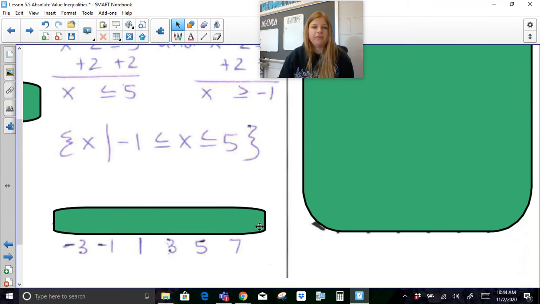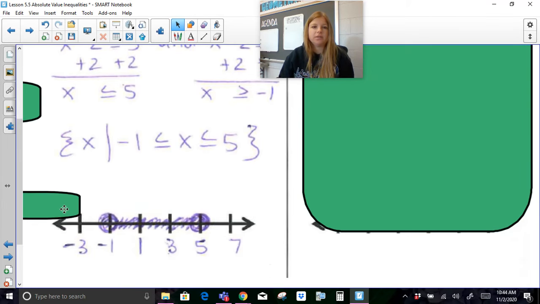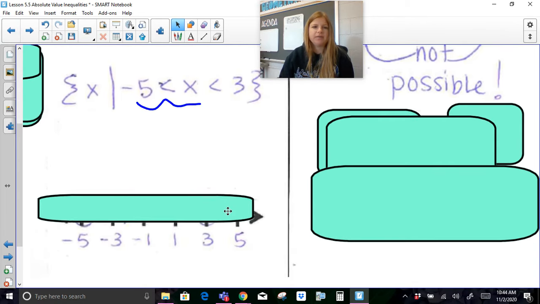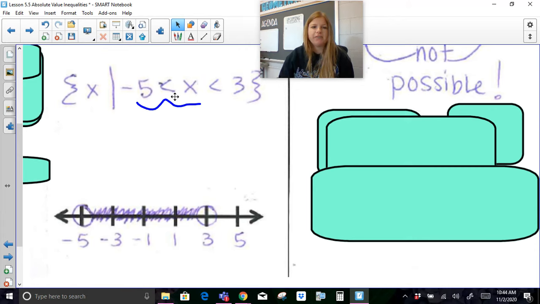And then my graph would be a closed circle at negative 1, a closed circle at 5, and everything shaded in between. And actually, now that I mention that, I don't think I went down to this graph, so let me just show you. If it's negative 5 is less than x is less than 3, that would be an open circle at negative 5, an open circle at 3, and everything shaded in between.